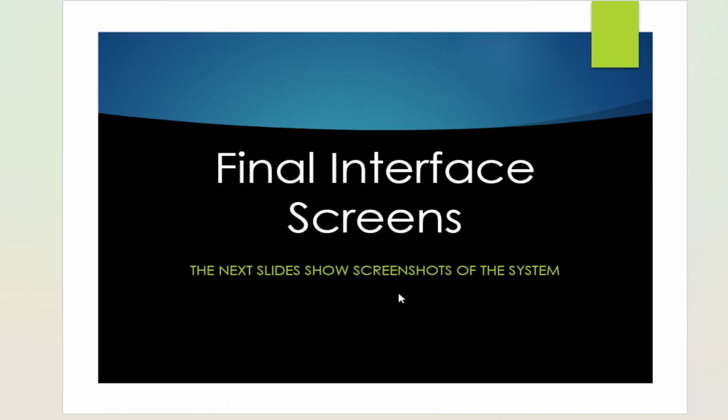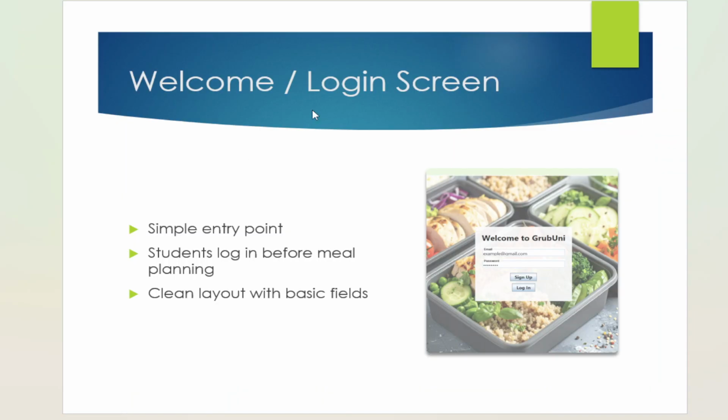In the next few slides, I'm going to show the final interface screens, and we'll walk through what the main app would look like. So this is the login screen. It's kept simple, with email address and just a sign up and a login. So you just sign up, log in, and then you put your email in and your password. Students can enter their information and move directly to the weekly planner without extra steps. So it's just basic and clean.